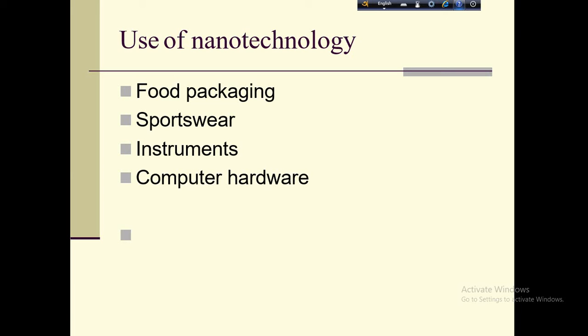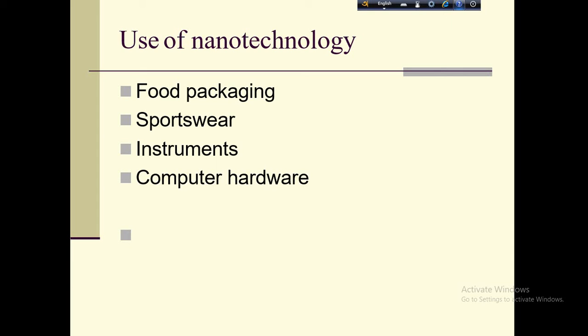The cryoprobe, the device used for cryosurgery, also uses nanotechnology. So any instrument which should be light but strong can be developed by nanotechnology. Food packaging is very important because if we cannot pack or preserve food perfectly, then the food will rot or be damaged. So nanotechnology is also used in food packaging.